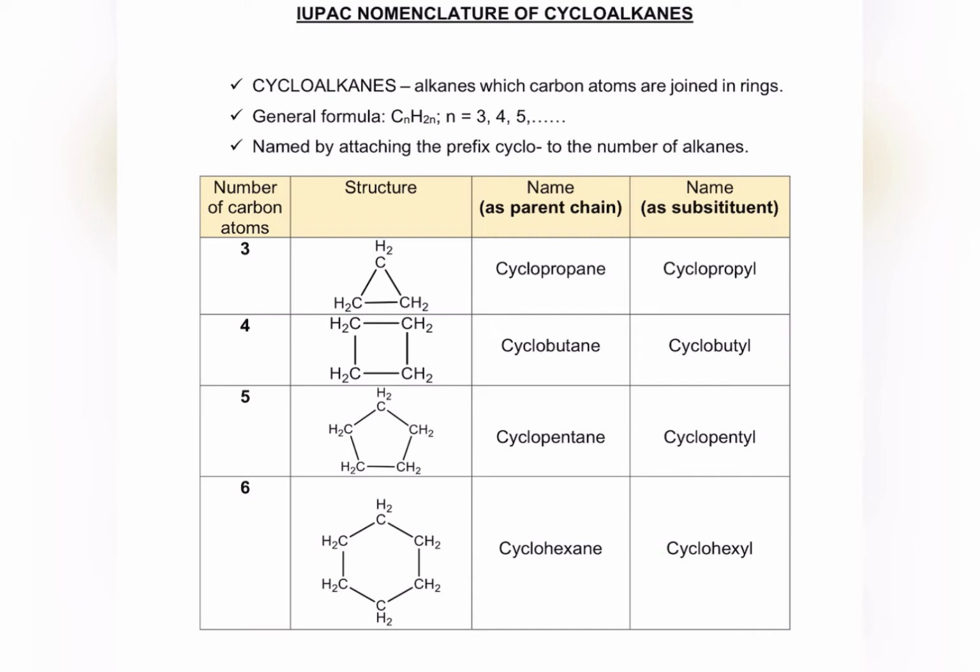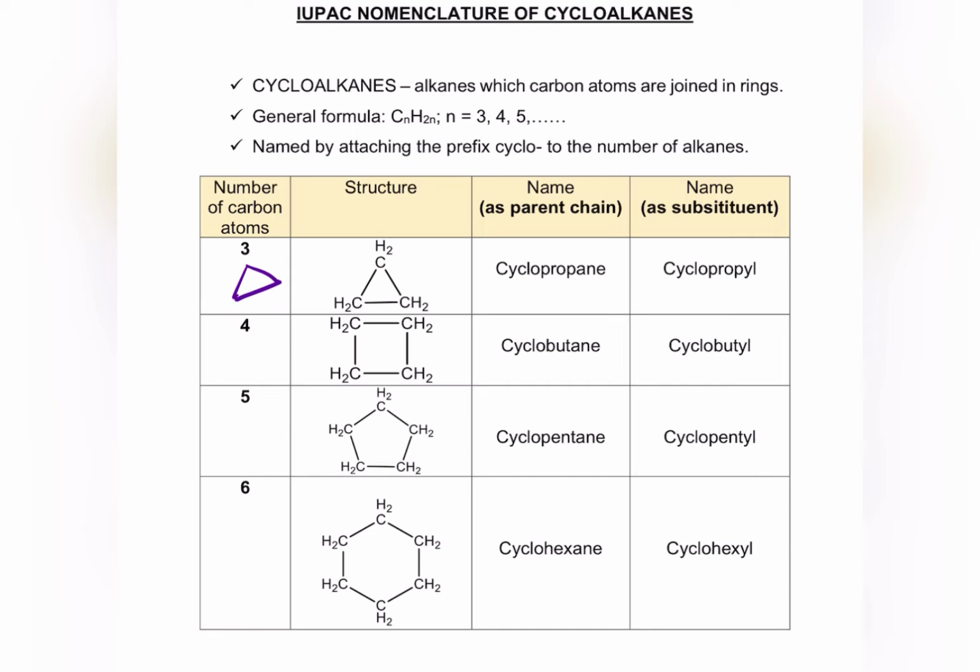In this video, we are going to give the names for cycloalkanes. Cycloalkanes are alkanes in which carbon atoms are joined together in rings, and their general formula is CnH2n, where n will start from 3, 4, 5 and so on. When you give the name for your cycloalkane, there will be the prefix cyclo to the number of carbons in the ring. If I have 3 carbon atoms, the structure will be just like this one, so the name of it will be cyclopropane.